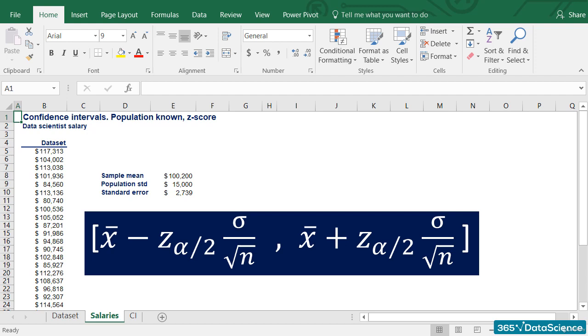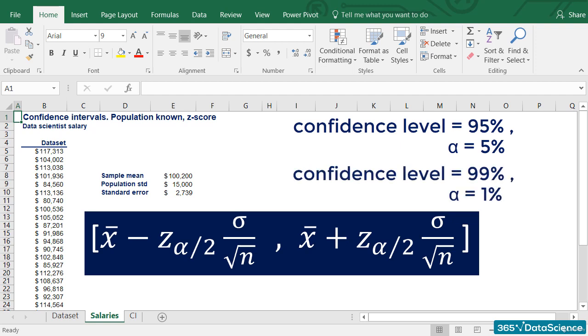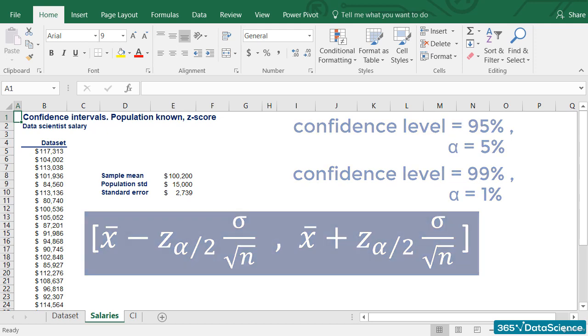What we have left is the so-called reliability factor, z of alpha divided by 2. Z is the statistic that we've described earlier, the standardized variable that has a standard normal distribution, right? And what about alpha? This is the same alpha we had when we defined our confidence level. So, for a confidence level of 95%, alpha would be equal to 5%. Similarly, for a confidence level of 99%, alpha would be equal to 1%. It all fits into place now, doesn't it?